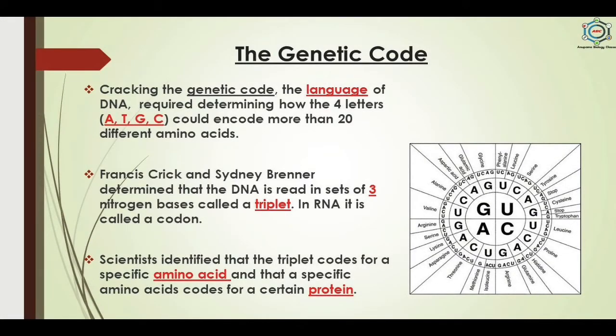Now, in this picture you can see the genetic code. Cracking the genetic code, the language of DNA, required determining how the four letters could encode more than 20 different amino acids. Francis Crick and Sydney Brenner determined that the DNA is read in sets of three nitrogenous bases called a triplet. In RNA, it is called a codon. Scientists identified that the triplet codes for a specific amino acid and that a specific amino acid codes for certain proteins.